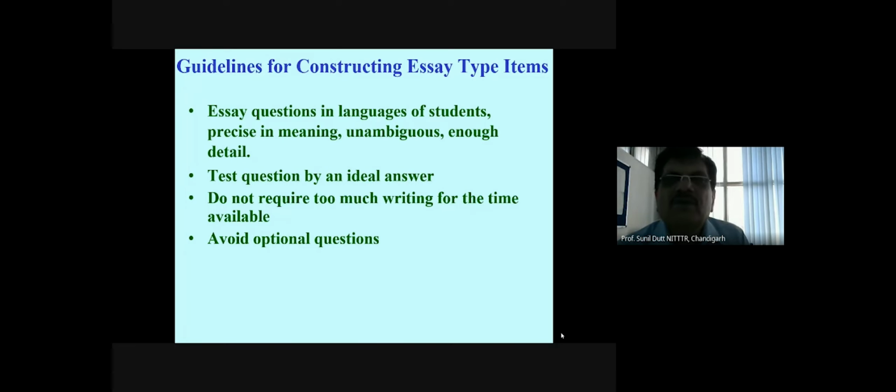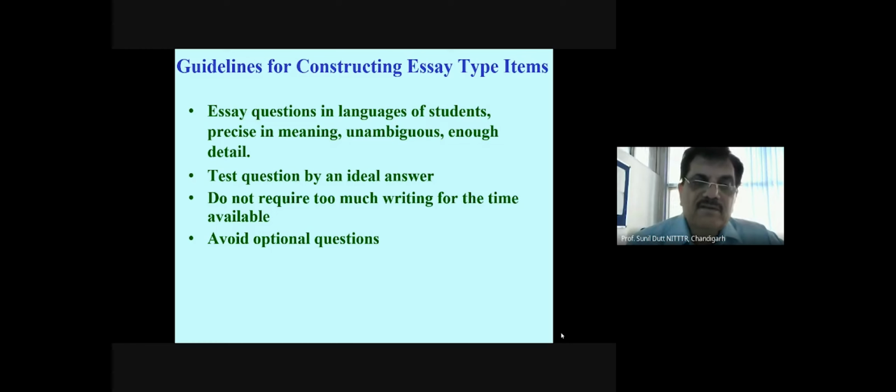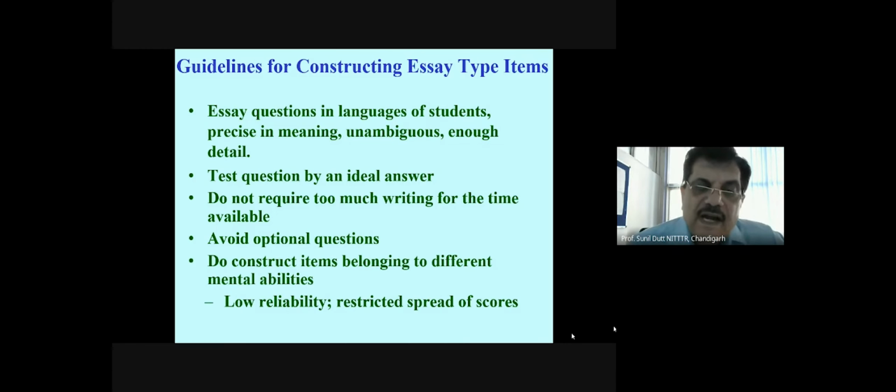You can go for internal choice up to 20 to 25%. That is, in question 1A, you can think of having the internal choice, or in question 1B, and do construct items belonging to different mental abilities. That is, if all the questions are difficult, students' responses would be 54, 53, 52. If all the questions are easy, the students' responses would be like 88, 87, 86, and so on. So, what is the reliability? Consistency of results from one measurement to another.